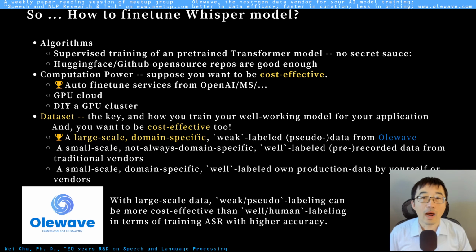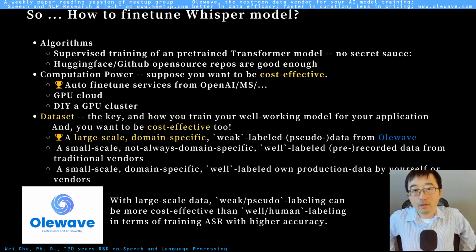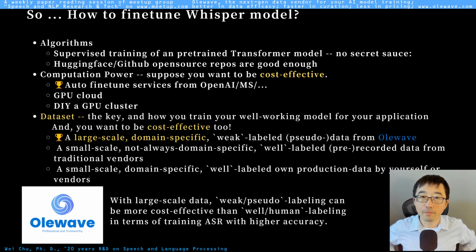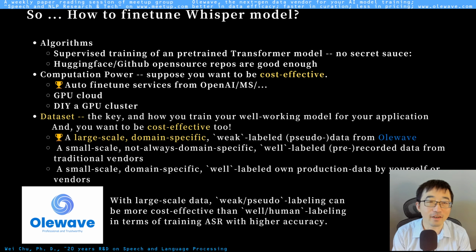Second thing is the computational power. Here, I would suppose that you have a limited budget. You're not like OpenAI or Microsoft, who have tons of money to spend and can just order a customized GPU cluster from NVIDIA and play around with it. Then I think the first thing I would recommend to you is the automatic fine-tune service offered by OpenAI or Microsoft. I would definitely cover that in the following sessions, how to do that.